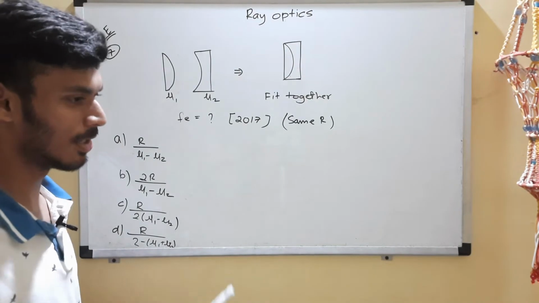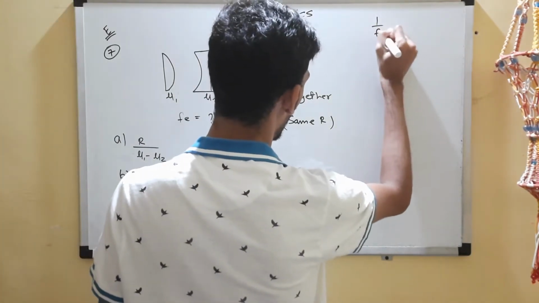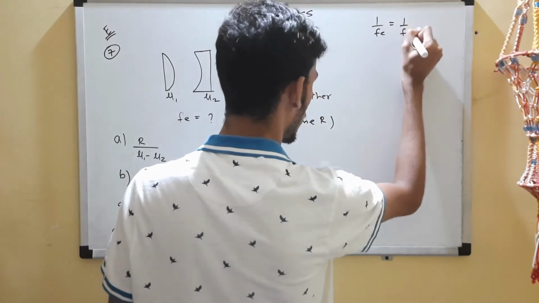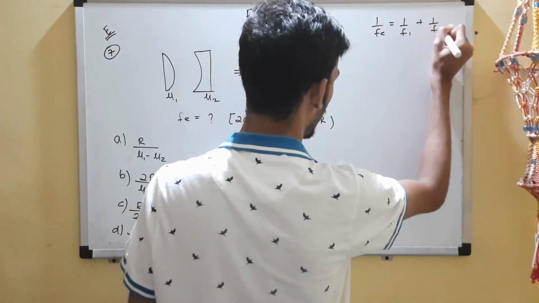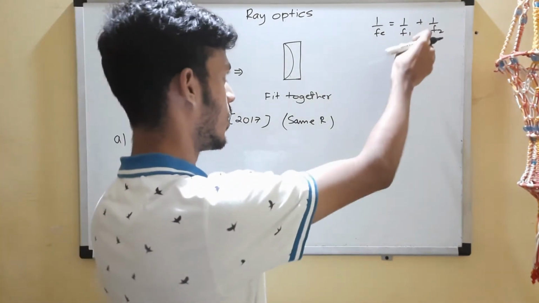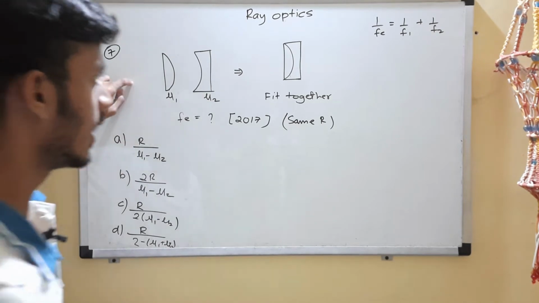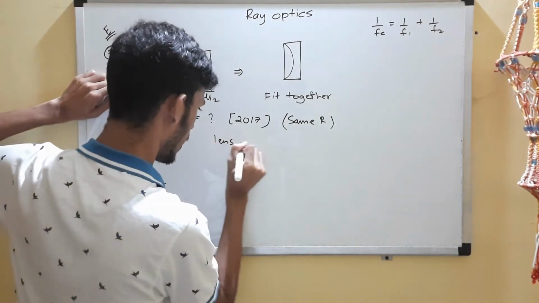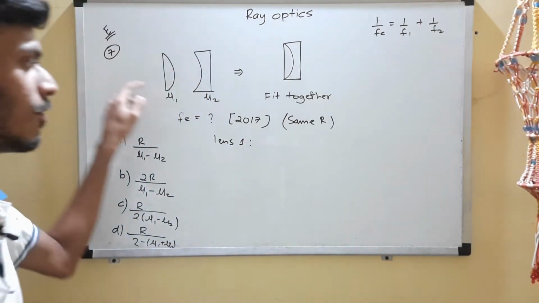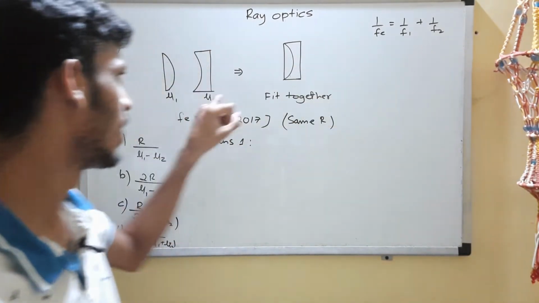Now the equivalent focal length has a very simple formula. What is that? 1 upon Fe is given as 1 upon F1 plus 1 upon F2, right? If we have two lenses. So for two lenses it is 1 upon F1 plus 1 upon F2. So now we'll use the lens maker formula to find 1 upon F1 and the lens maker formula to find 1 upon F2.